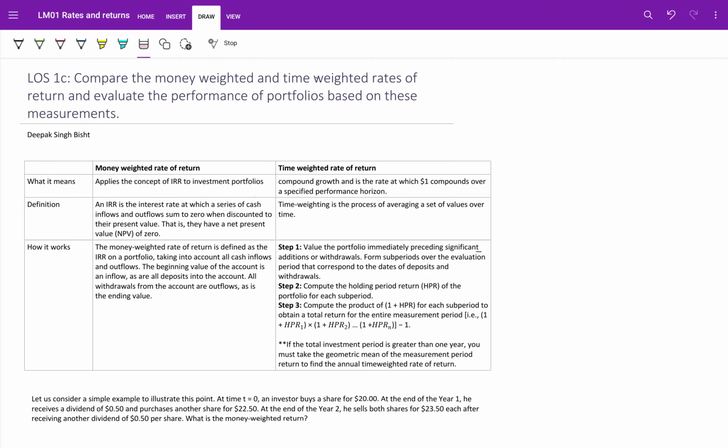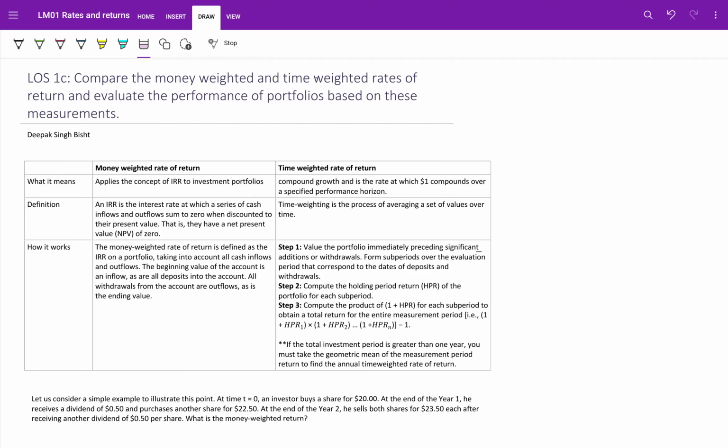Today we are going to start with LOS 1C, chapter rates and return. Subject is quantitative methods. LOS 1C is about money weighted and time weighted rates of return. So we will start with money weighted rate of return.